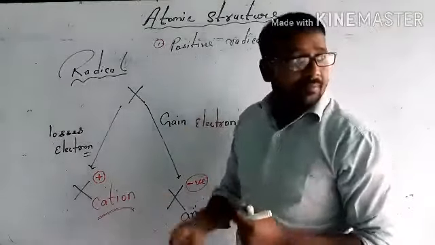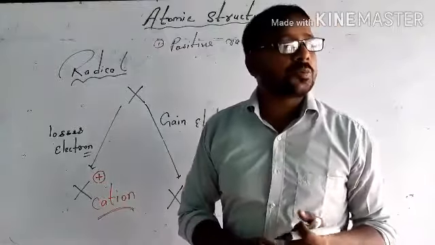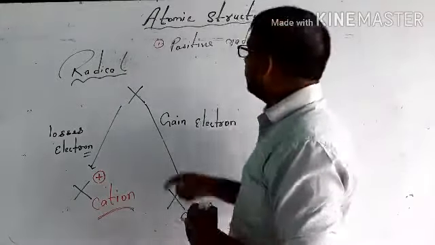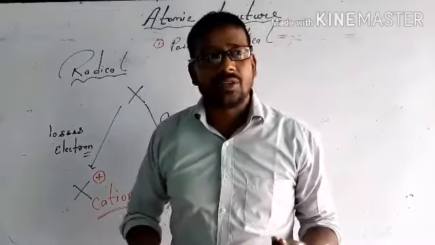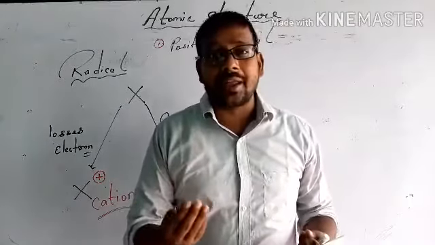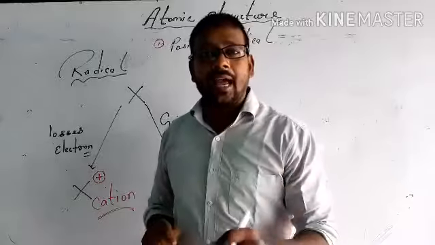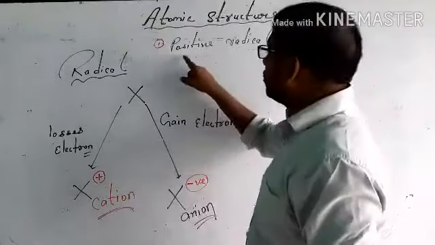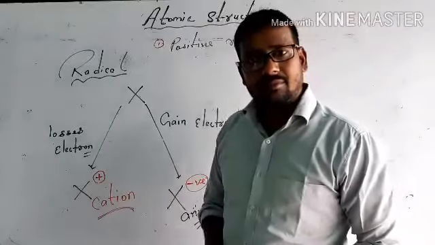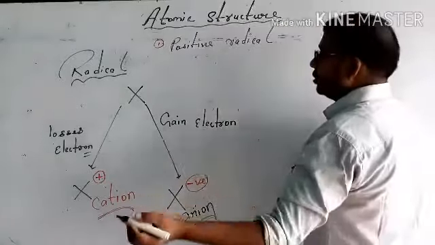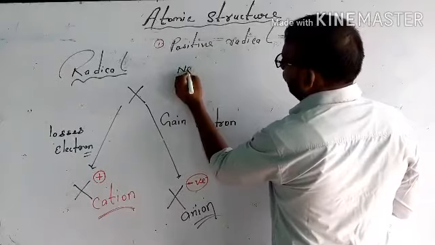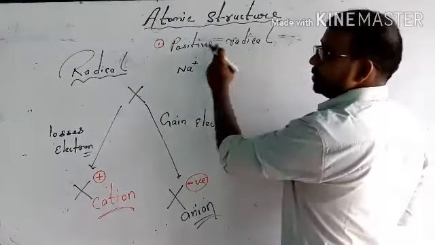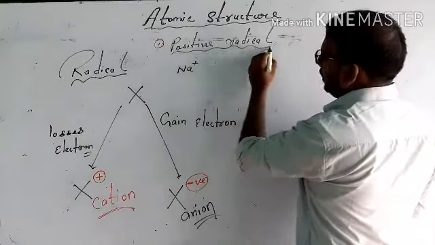From the name, it is very clear what a positive radical is. When any atom or group of atoms carries positive charge, that is called a positive radical. I am going to give you an example. Sodium, if it carries Na plus, that is a positive radical.